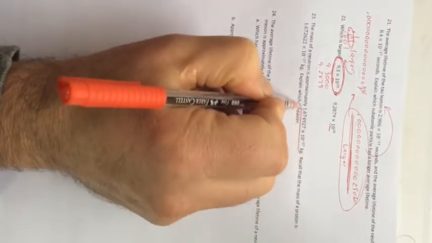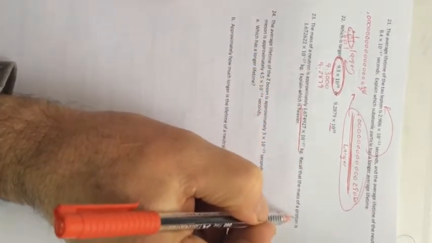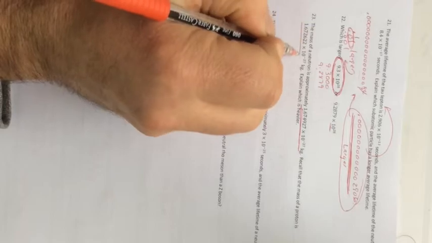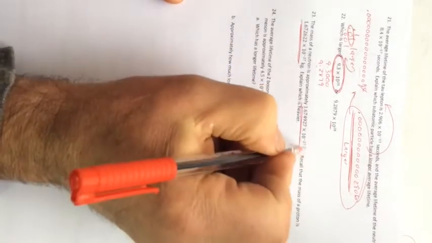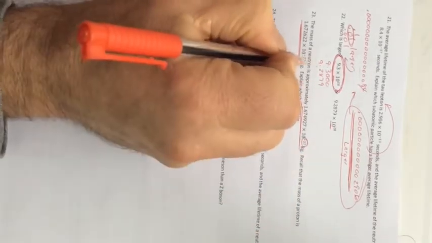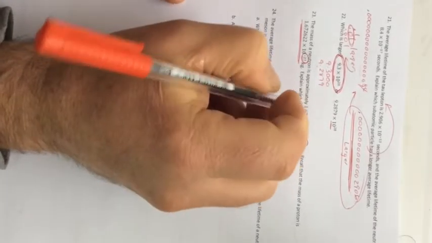23. The mass of a neutron is approximately this. That's a small number. Recall that the mass of a proton is this, which is heavier. Okay, so which one of these is a bigger number? Okay, same thing. They both have the same amount of decimals, so we don't have to worry about that one. We only have to compare the actual digits.